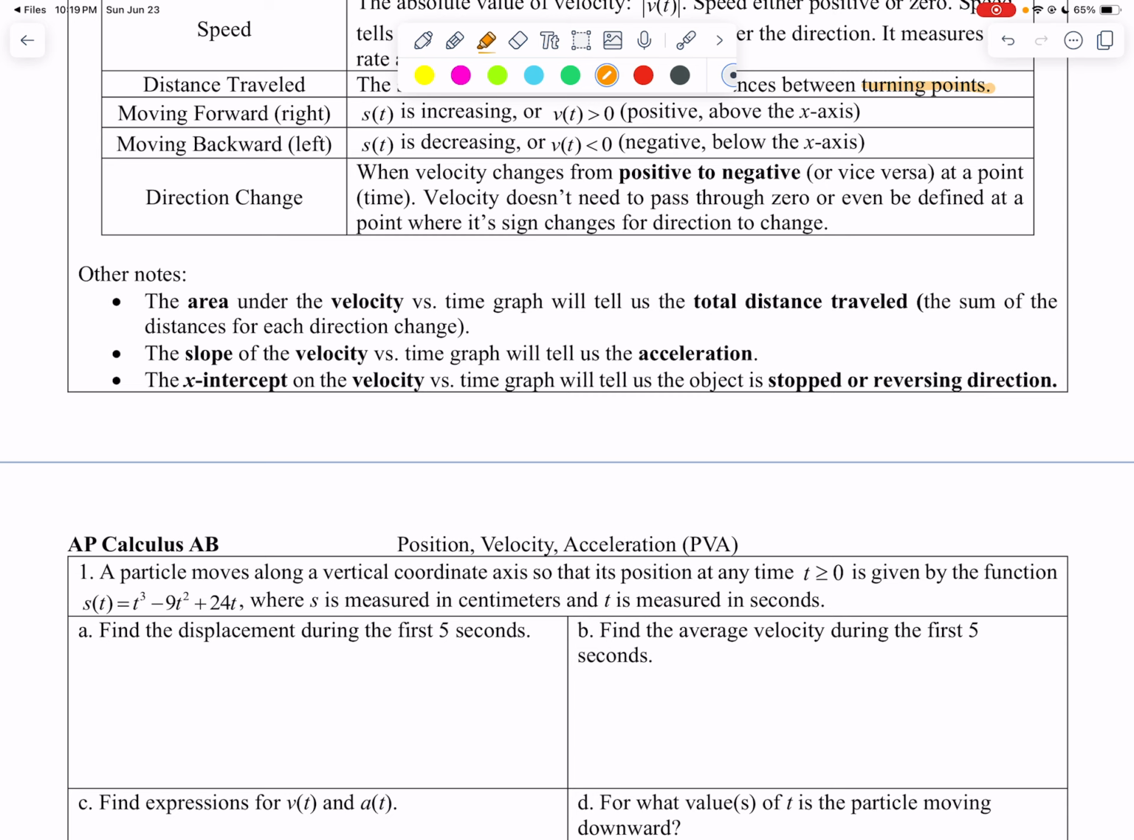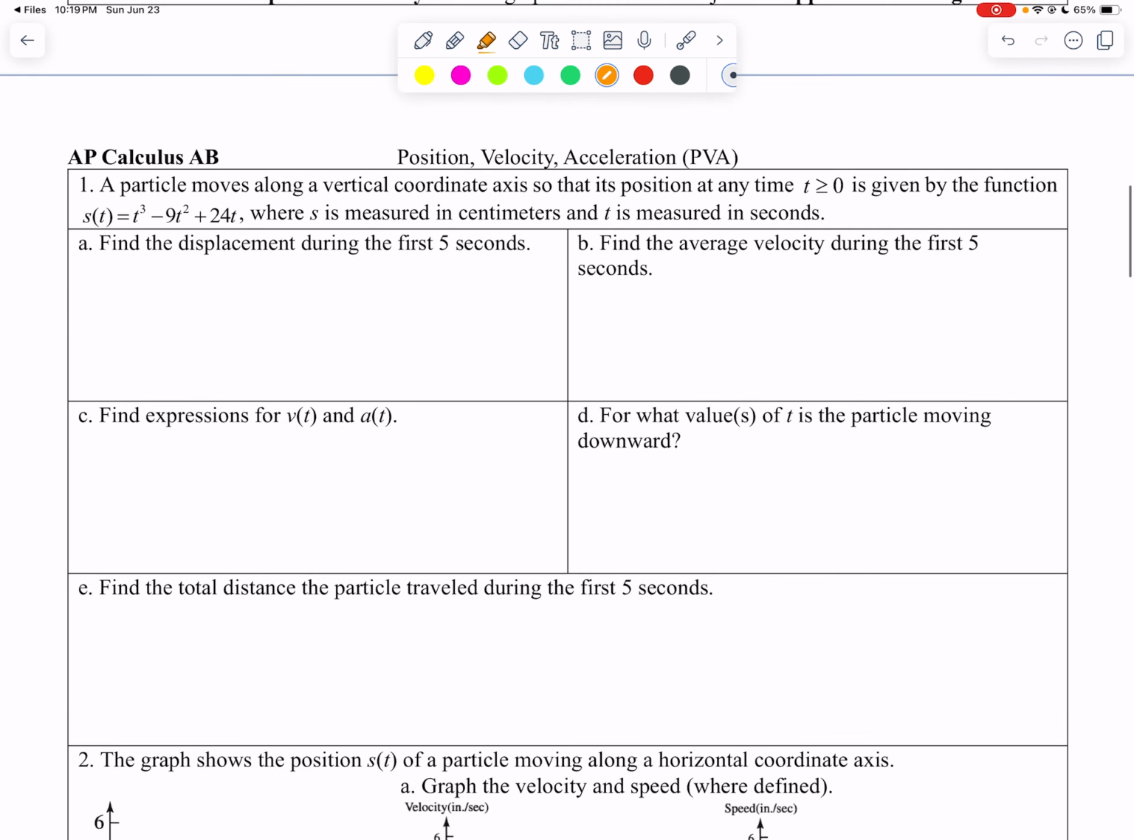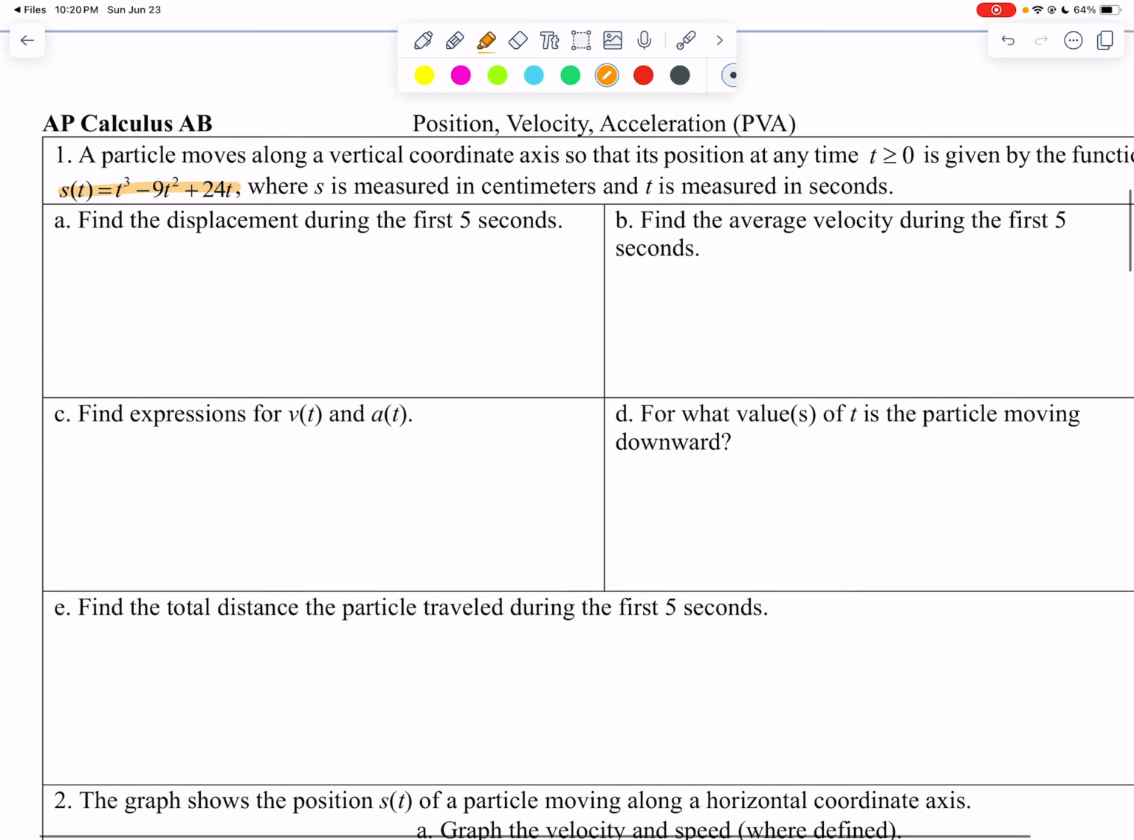All right, so let's look at an algebraic example, aka number 1. We have a vertical coordinate axis, so this is me moving up and down. We have a particle moving up and down given by this lovely function right here, where s is measured in centimeters and t is measured in seconds. Part A says find the displacement during the first 5 seconds.